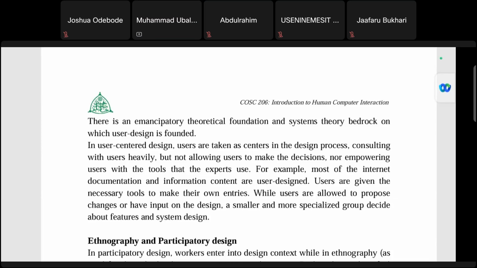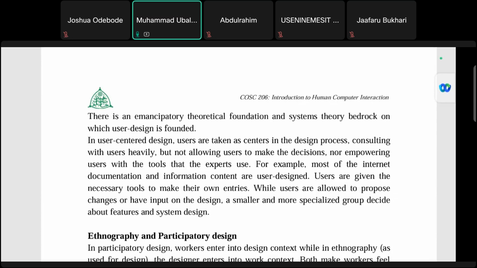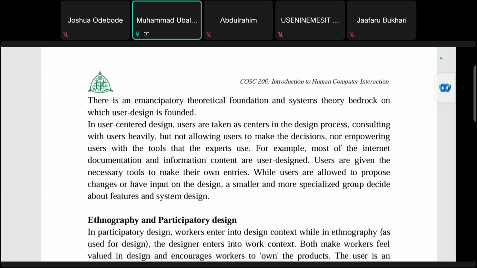Now, I'm a type of user designer or user design participant who, if I say add something, if it is reasonable, they add. If it is not, they discard. But in most cases, they add. So this is an example of a user designer. A user designer has the say to the final end product, but user-centered design does not have the final say.